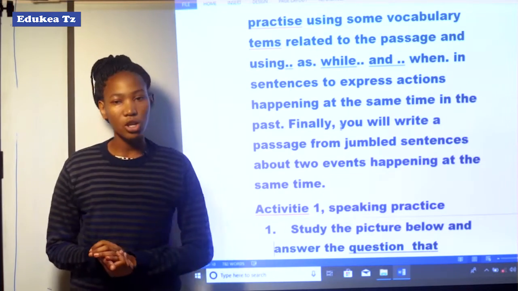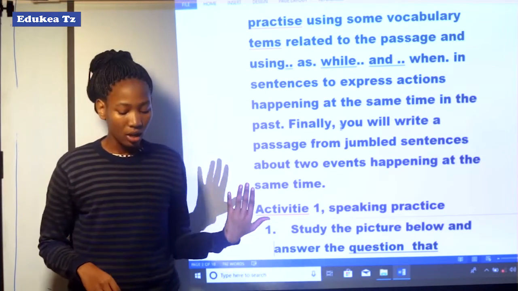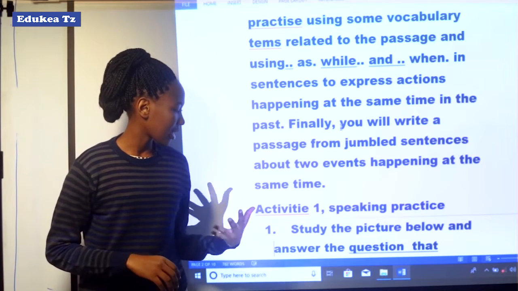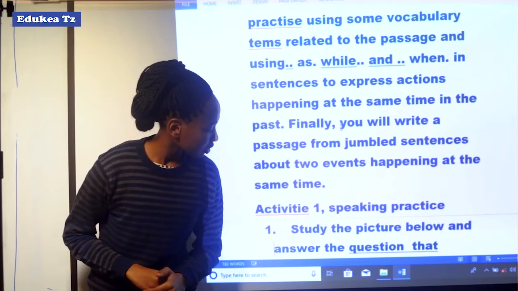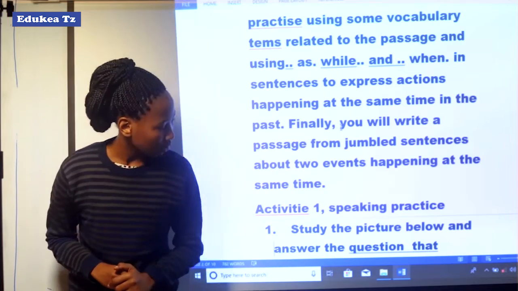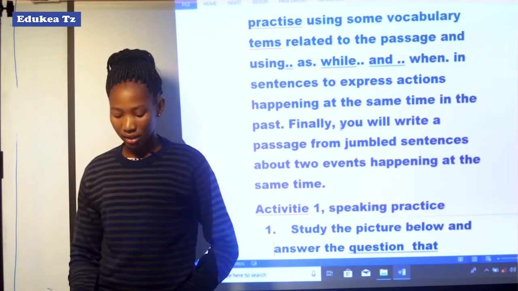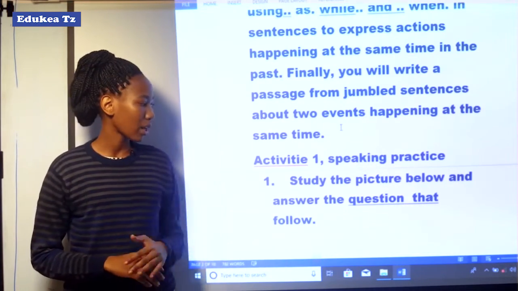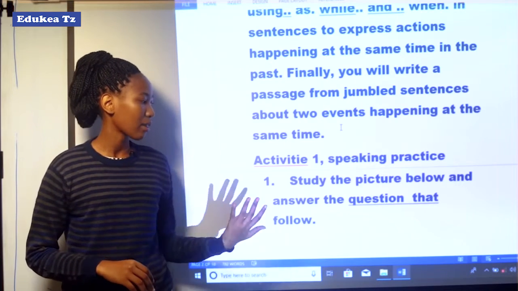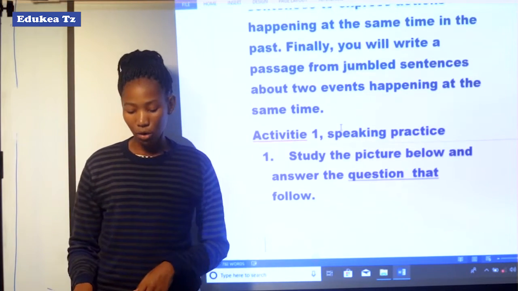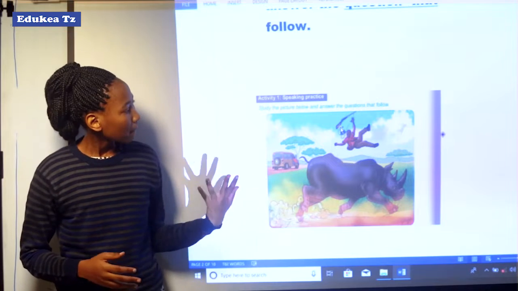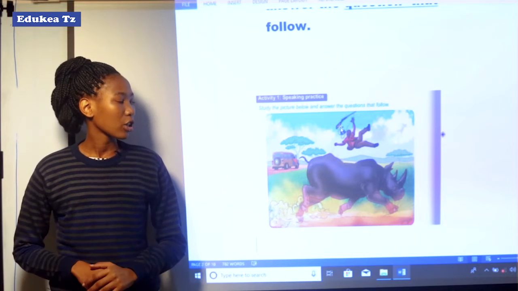After seeing the introduction of this topic, we are going to study Activity 1, known as speaking practice. In this activity, you study the picture below and answer the questions that follow.